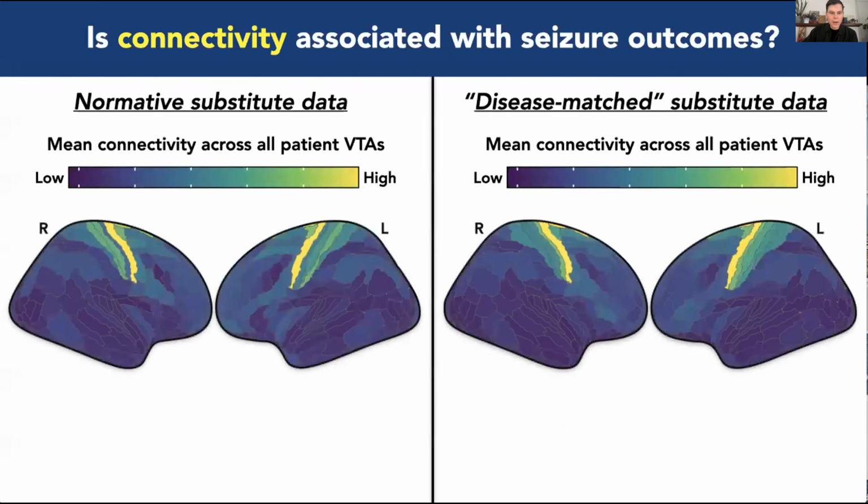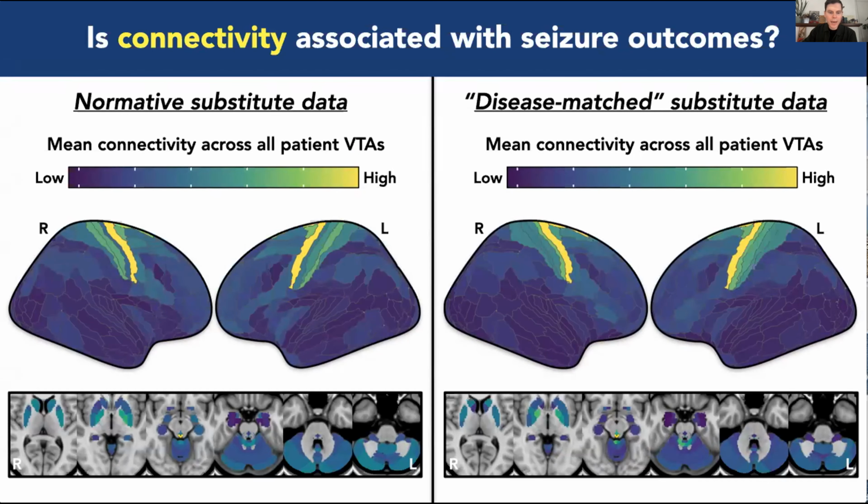So when we looked at where connectivity was greatest, we saw a pattern consistent with the known projections of the centromedian nucleus, including dominant connectivity with primary motor and pericentral cortex. And this was similar across the normative and, quote unquote, diseased matched data sets. So just to clarify, these results show where there was connectivity, but not which connections were associated with clinical outcomes.